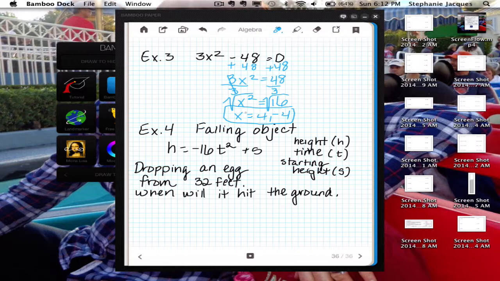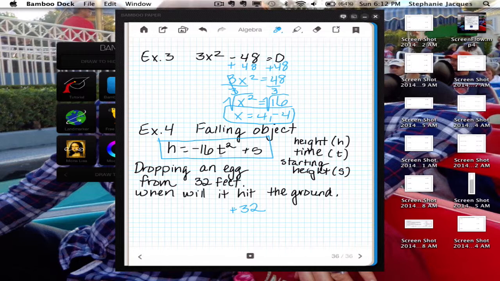Okay, the cool thing is you can apply this to science. It applies to falling objects, and the formula for that is always going to be this. You have h, the height, the ending height or whatever height you want to know, is going to equal negative 16 times your time squared plus your initial height. So let's pretend we're dropping an egg from 32 feet. So my initial height is 32. So I'm going to put that plus 32 on the end of the equation.